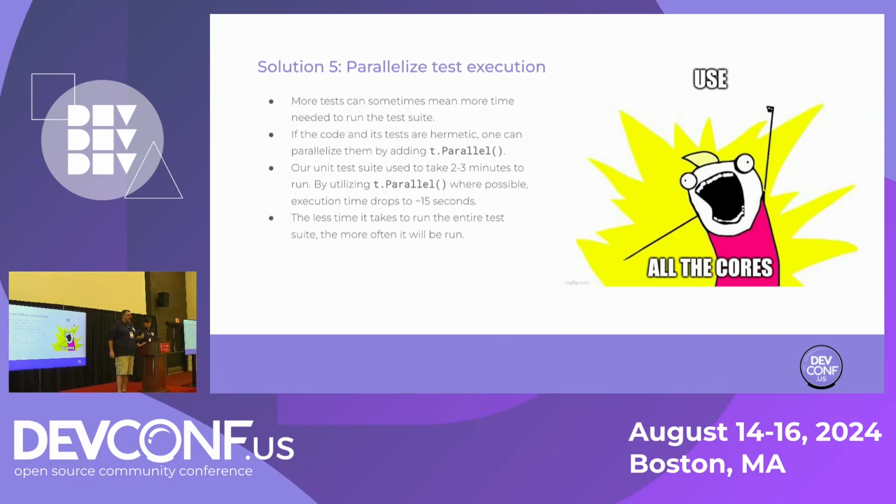So that brings me to the next solution, which is you can parallelize test execution in Go. Assuming that your tests don't depend on each other and the code under test also doesn't have some kind of mutable global state, you can parallelize everything. And by doing this, we can now execute our full unit test suite in roughly 15 seconds.